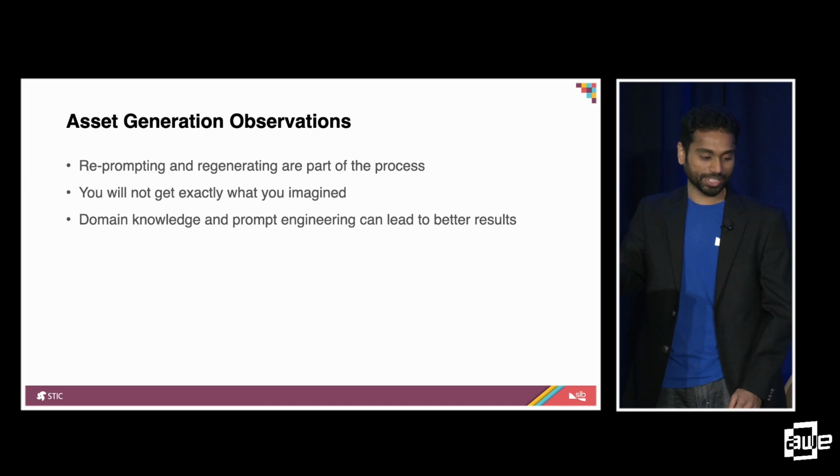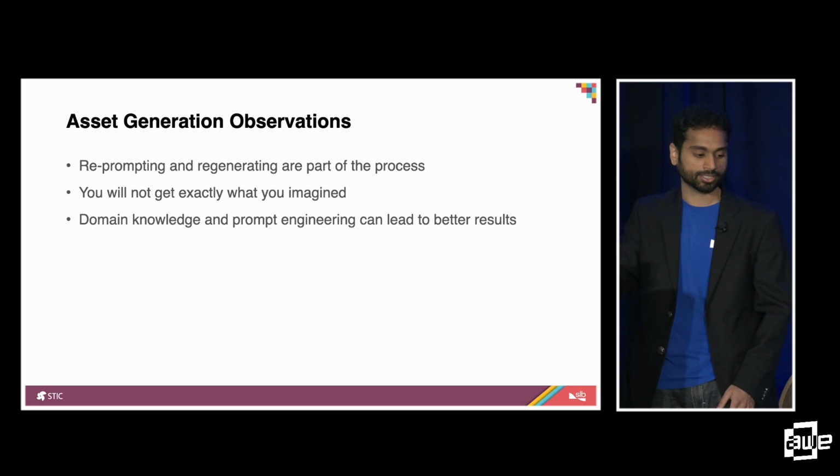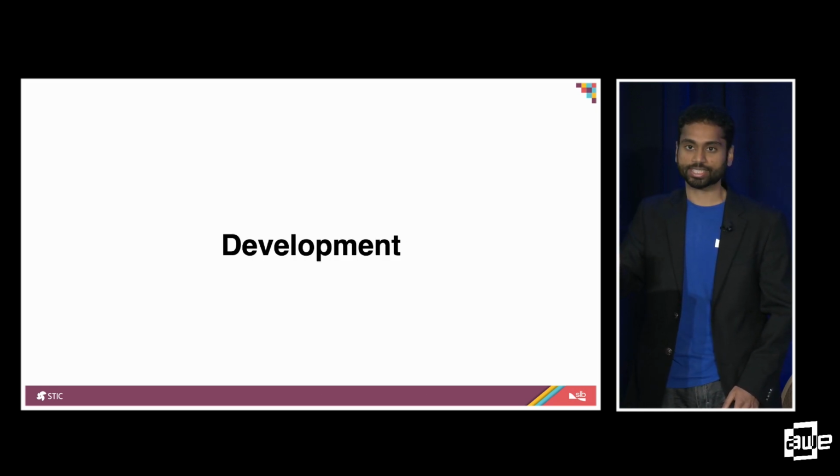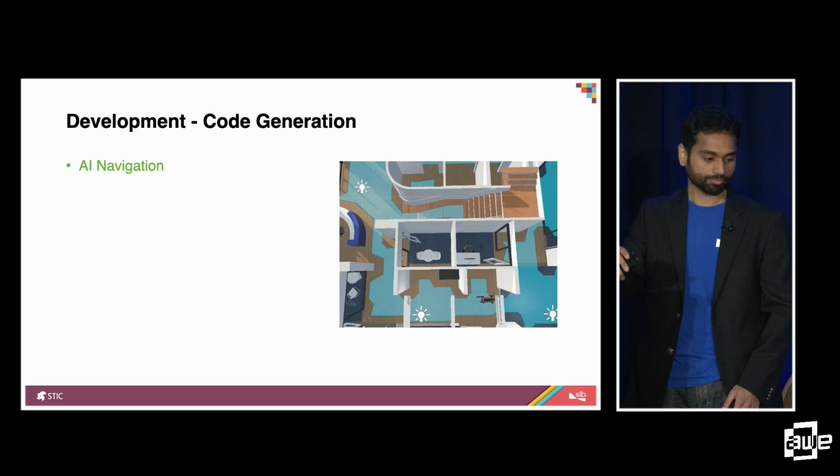All right, so some observations with asset generation. Reprompting and regenerating are part of the process. It's an iterative process, and you'll never get exactly what you imagined, although having some domain knowledge and using prompt engineering can lead to better results.